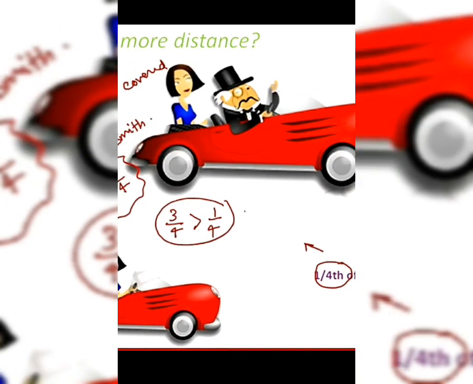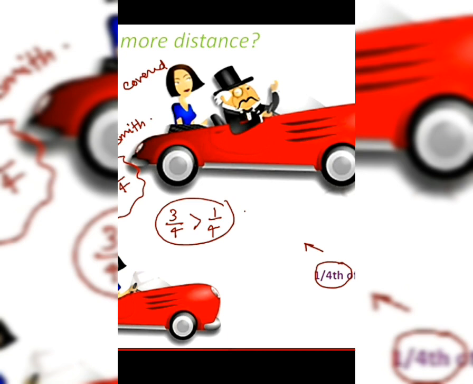Now, if I ask you to compare the distance covered by Mrs. Sim with the distance covered by Mr. Sim, who covered more distance, for that we need to compare these two fractions, 3 by 4 and 1 by 4. And we see that 3 by 4 is greater than 1 by 4, right? Because Mrs. Sim drove car for 3 parts out of 4 parts, and Mr. Sim drove car for 1 part out of 4 parts. So 3 by 4 is greater. Therefore, Mrs. Sim covered more distance.